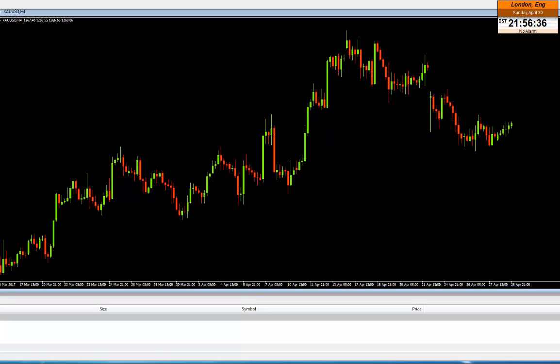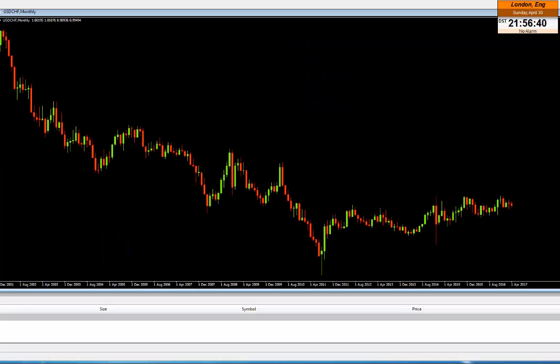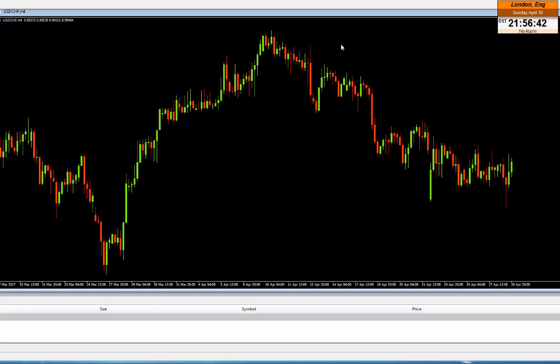Dollar Swissy, looking for longs in this particular currency pair. We have seen, as you can see on the 4 hour, moves to the downside. Now I quite like this because it just enables us to get potentially a better price and a little bit more time to get into it. Could be the line there. It might be as high as that.